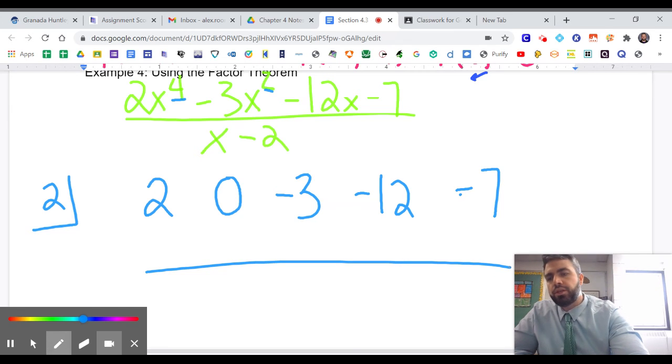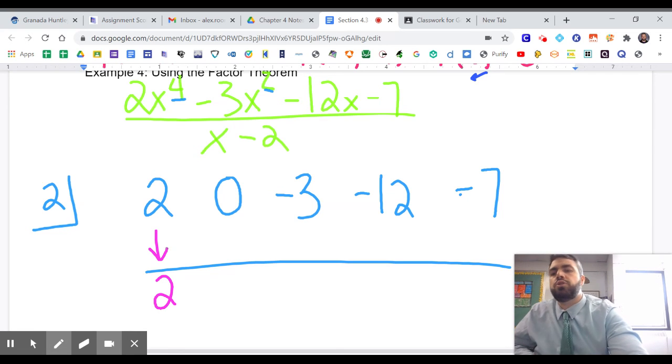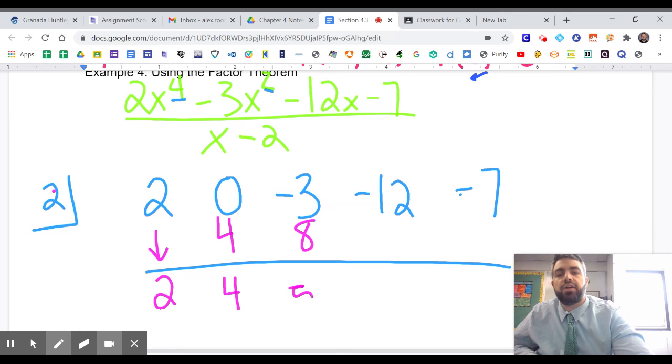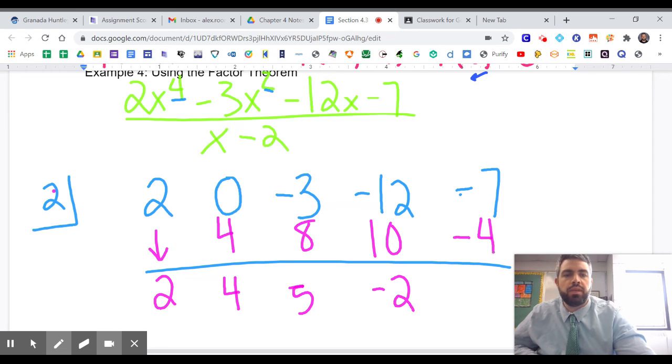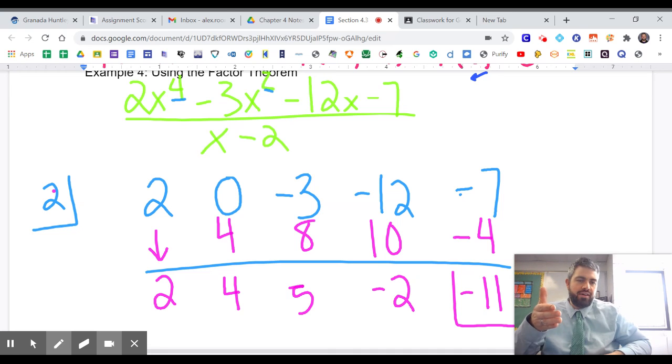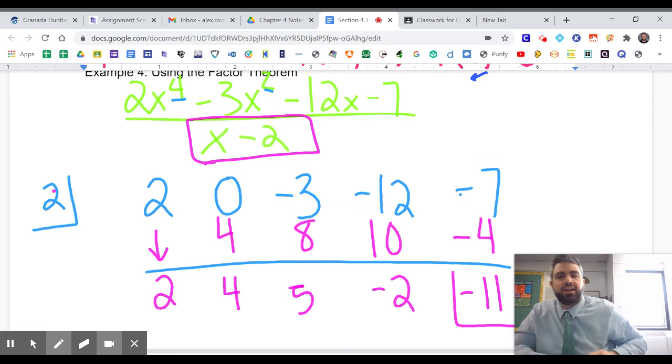Now, the first thing we always do is we drop down the 2, okay? It drops down. Now the powers drop down, right? 2 times 2 is 4. When we add down, we get 4. 2 times 4 is 8. Okay, so we add down, we get 5. 2 times 5 is 10. So I get negative 2. 2 times negative 2, that would be negative 4. Yep, negative 4. And then I get negative 11. So I notice right here, does this actually have a remainder of 0? The answer is no. So this is not a factor. x minus 2 is not a factor of my original polynomial.